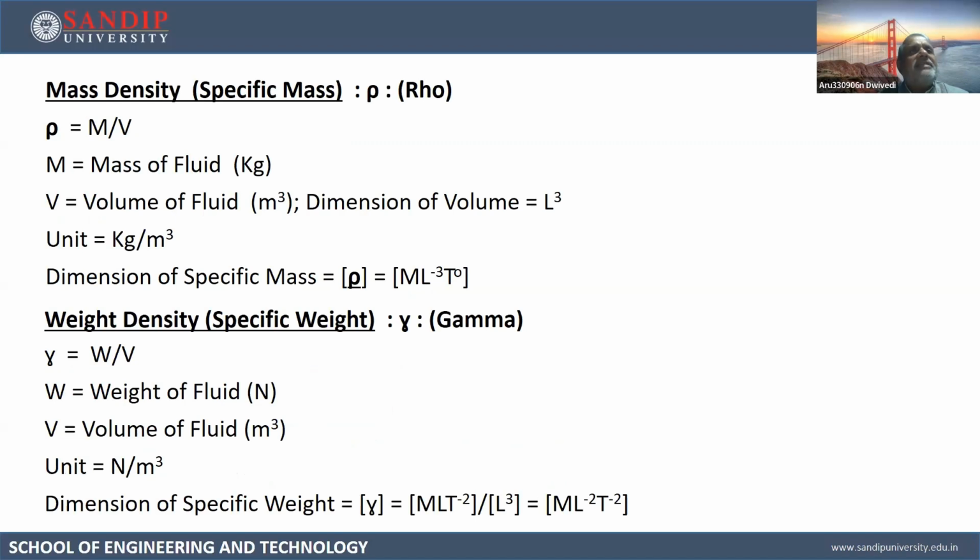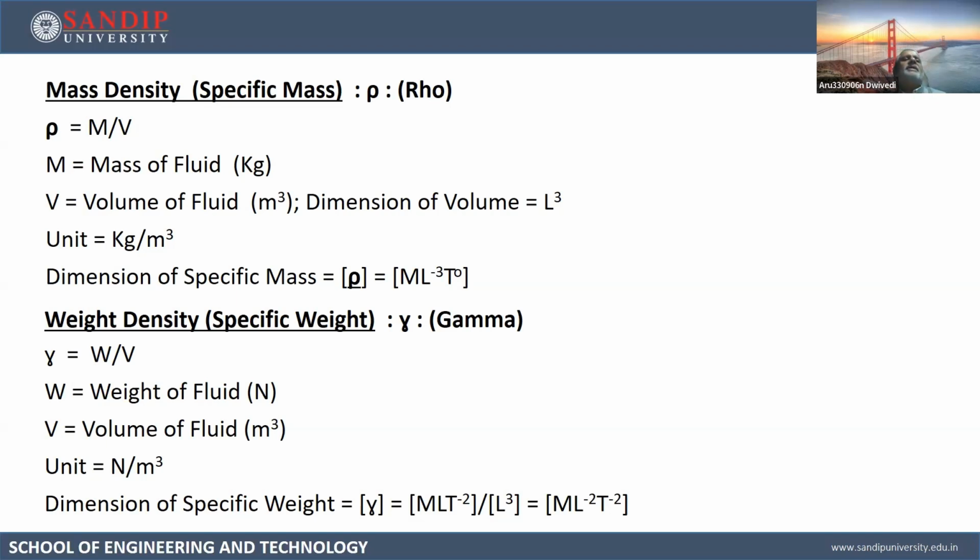Now, here, mass density, you all are familiar with this. Rho is equal to M upon V, mass per unit volume. In the same way, you can simply find out what will be the dimension of the mass density. Mass density is also known as specific mass, and in most texts it is expressed as rho. Weight density, or specific weight, is expressed as weight per unit volume, and its notation in most texts is gamma. So, the same notation we are going to use.